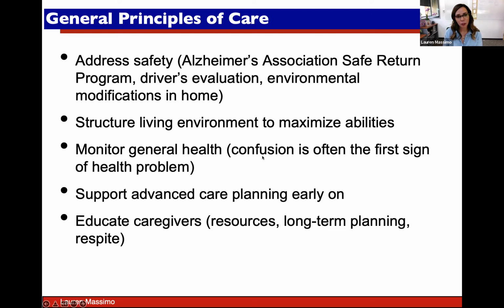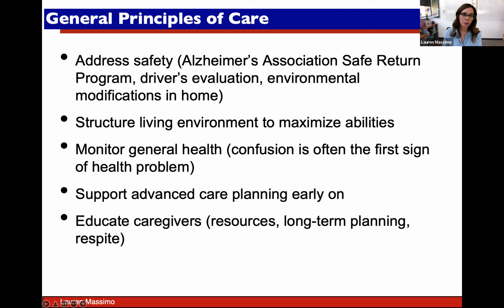Monitor for general health. So confusion is often the first sign of a health problem. And again, here I'm alluding to delirium. Individuals with Alzheimer's disease and other forms of dementia really are at higher risk for developing delirium, especially in the later stages of the disease. And oftentimes there is an acute change or an acute confusion that could be the sign of an underlying health problem like a urinary tract infection, which is what we see commonly.